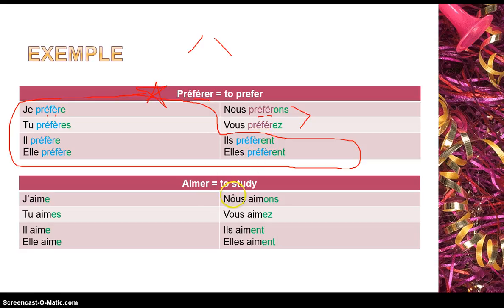The verb aimer. I'm sorry, glad I caught that. It's not to study, it's to like. To like. Sorry about that, guys. Okay, so you have j'aime, tu aimes, il, elle aime, nous aimons, vous aimez, ils, elles aiment. Okay, same steps. You have your subject. You drop your ER from your infinitive. You're left with the root or the stem. And then in green, you have step 3, the ending that corresponds. Okay?